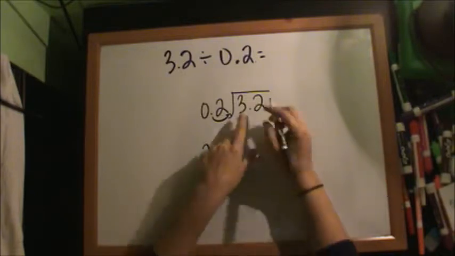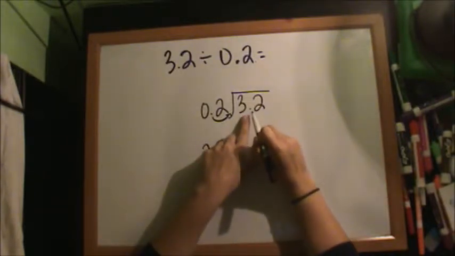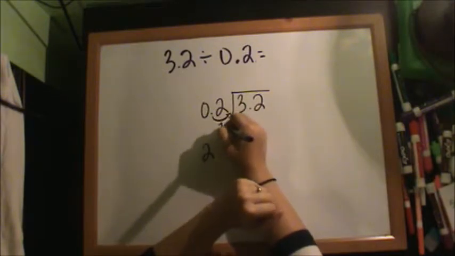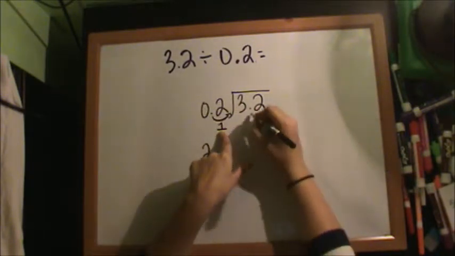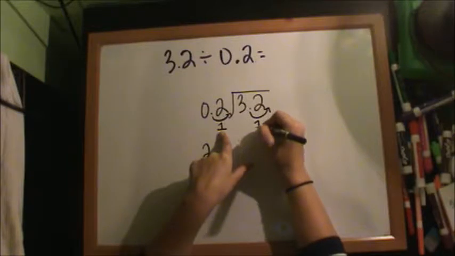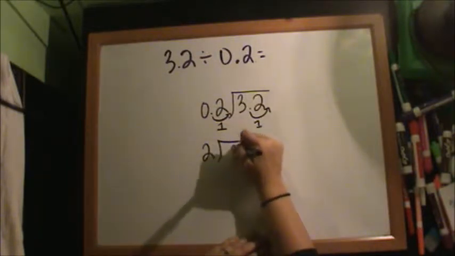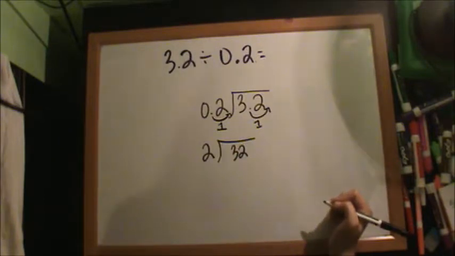Now you need to look at your dividend and do the exact same thing. You need to move the decimal place the same amount of times you moved it in your divisor, which is just 1. So now we have 2 going into 32. And now it becomes a simple division problem just like before.